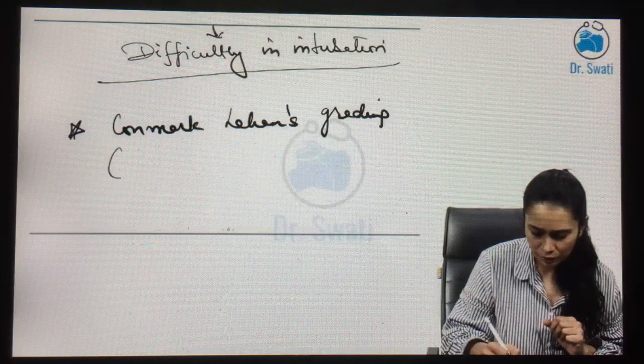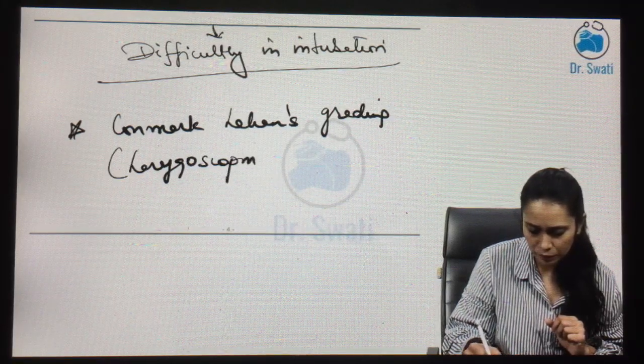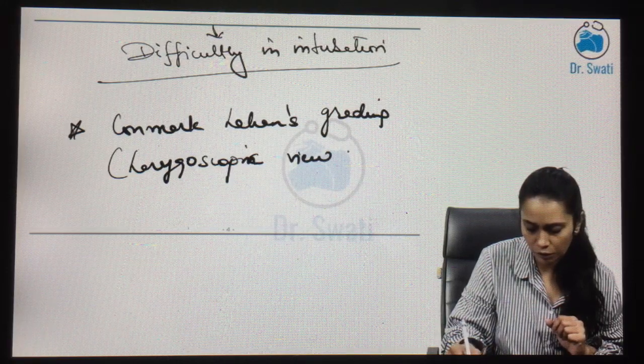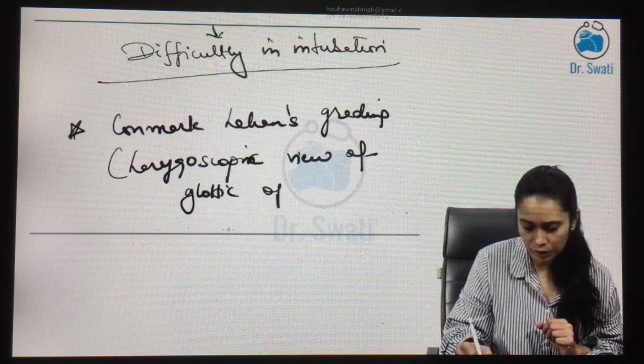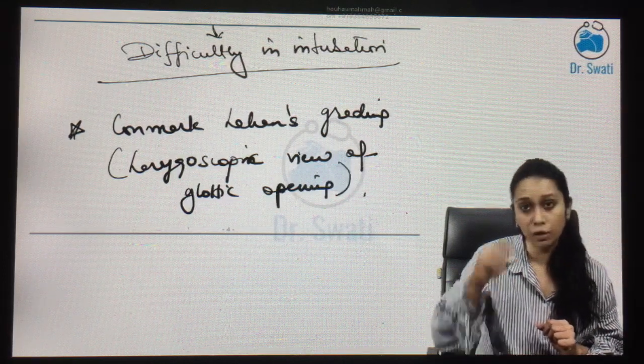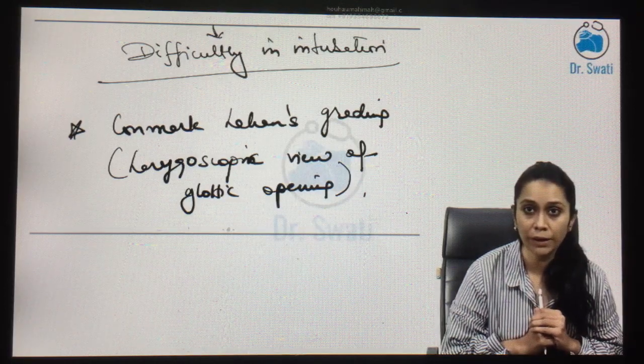It is the laryngoscopic view of the glottic opening. So just write it: Cormack-Lehane is the laryngoscopic view of the glottic opening. Okay? Got it? So this is all I want to tell you about Mallampati grading, right?